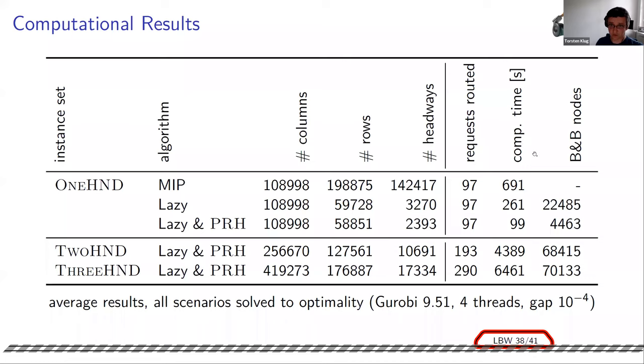And of course, the computation time could also be halved with the lazy cut approach, and with this repair heuristic we can more than halve it again. So for the 100 request test set scenarios, it's on average 99 seconds. For the two other test sets with more requests, I only show in the tables the results for the lazy cut approach with repair heuristic, and here we can see that we can solve reasonable instance sizes up to 300 trains in less than 2 hours.